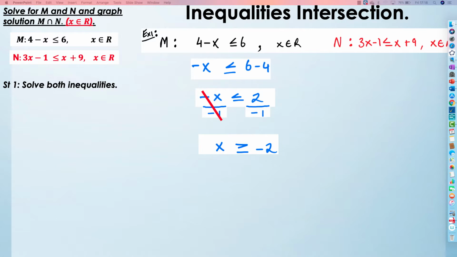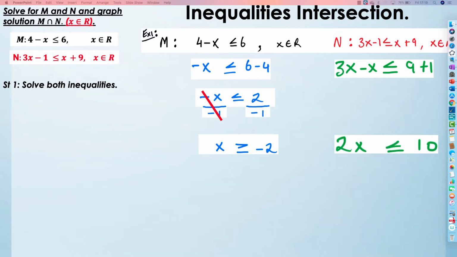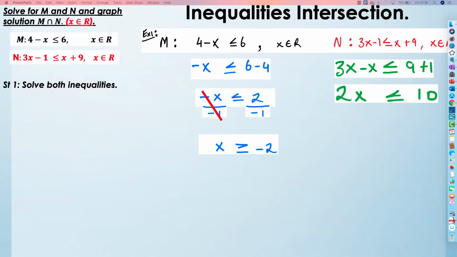And on my left and on my right hand side now, I have 3x minus x is less than or equal to 9, minus 1 comes over and becomes plus 1. 3x minus x is 2x. 9 plus 1 is 10, divided by 2. x is less than or equal to 5. We now have x is greater than or equal to minus 2, and x is less than or equal to 5.